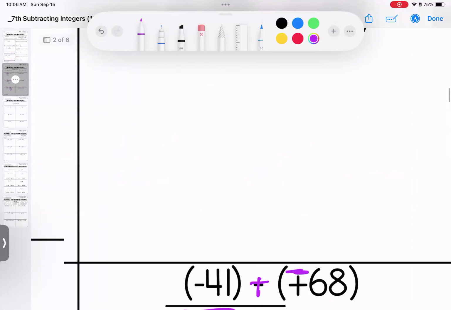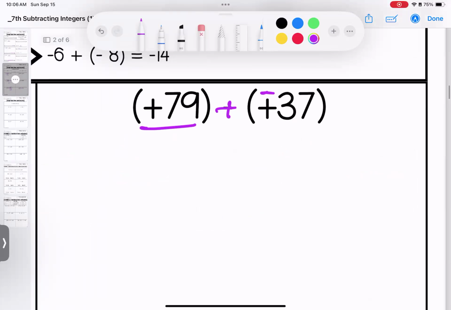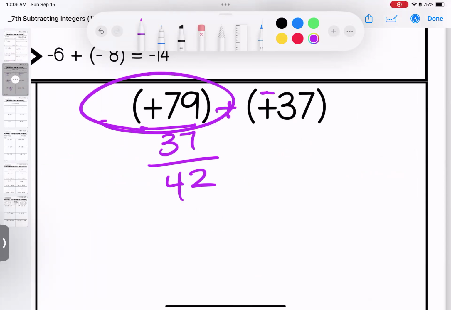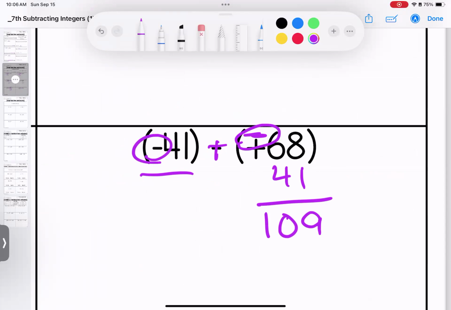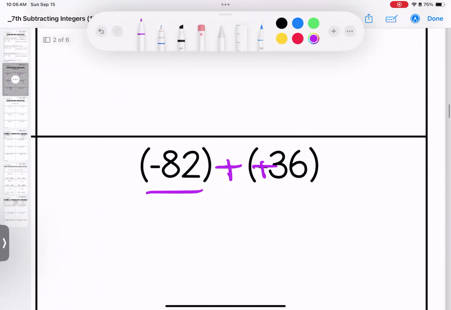Let's go up to the top here. Different signs, difference. I end up with 42. Bigger number is positive, so that 42 is positive. Same sign, sum. I'm going to stack them and add them. I end up with 109. Both of my numbers are negative, so that 109 is going to grow in its negativity.